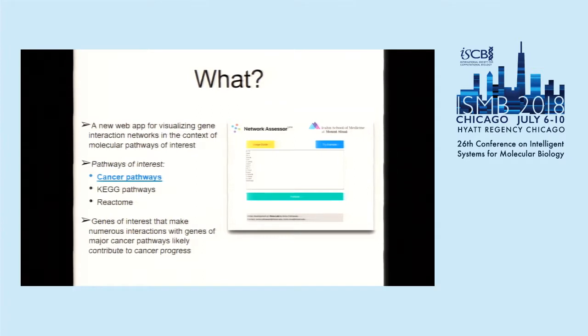So what exactly is NetworkAssessor? It's a web app for visualizing these gene interaction networks in the context of molecular pathways of interest. Of course, in addition to the visualization, you get the analysis, and you will have the major cancer pathways returned ranked according to the most significant to the least significant. The pathways of interest right now are cancer pathways annotated by My Cancer Genome, and eventually we hope to integrate KEGG pathways and Reactome pathways also. The underlying premise is that genes of interest that make numerous interactions with genes of major cancer pathways likely contribute to cancer progress. By this we mean tumor invasion, metastatic invasion, tumor growth, etc.